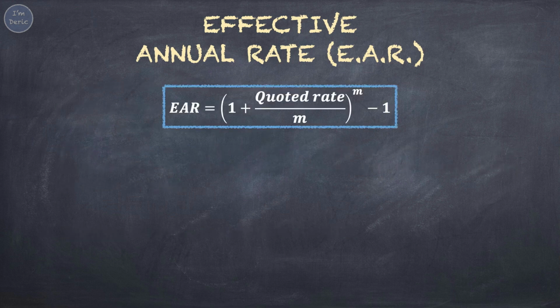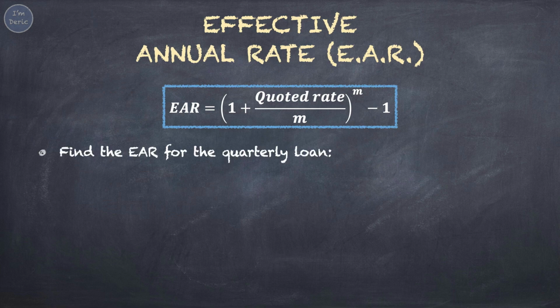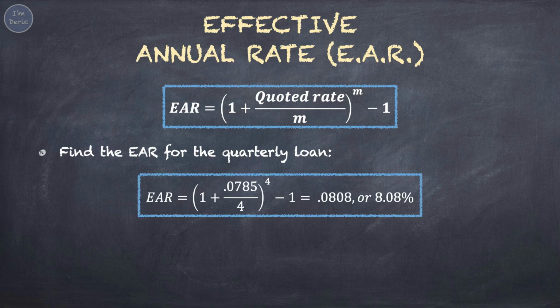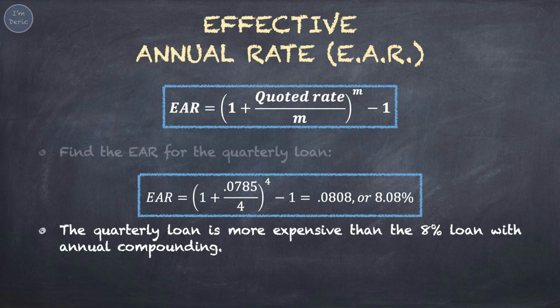Effective annual rate is calculated based on this formula. 1 plus quoted rate over compounding period, to the power of compounding period, minus 1. So, to find the effective annual rate for the quarterly loan, according to the formula, you will get 8.08%. Therefore, the quarterly loan is more expensive than the 8% loan with annual compounding.